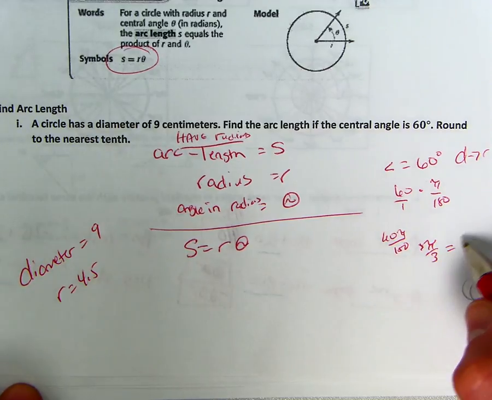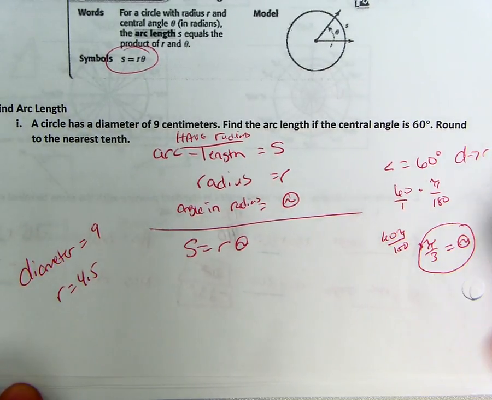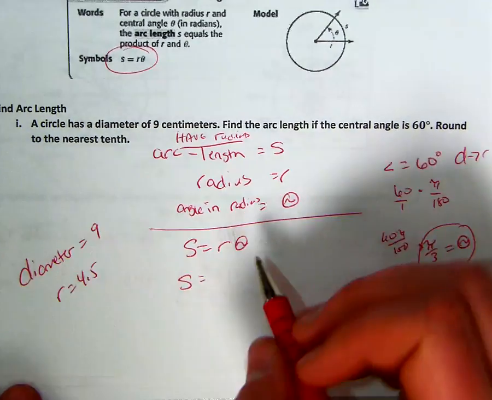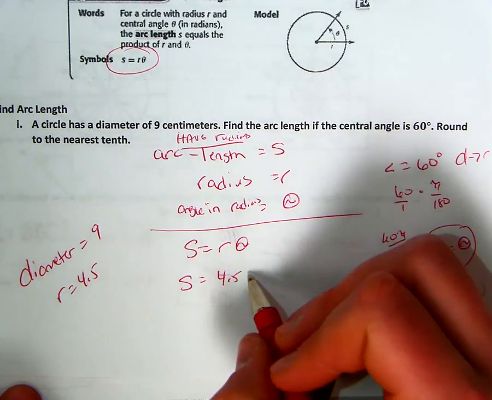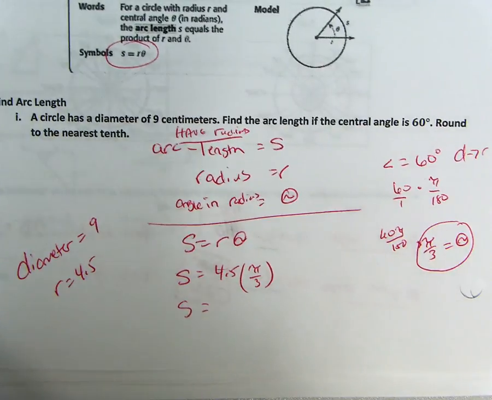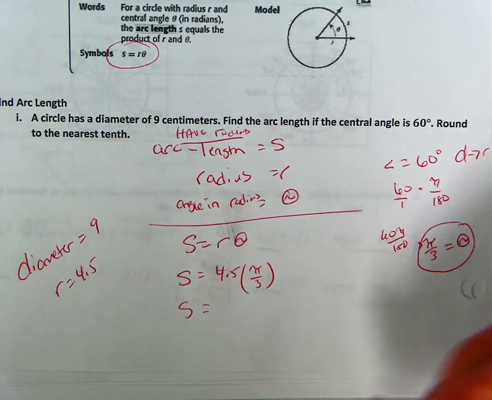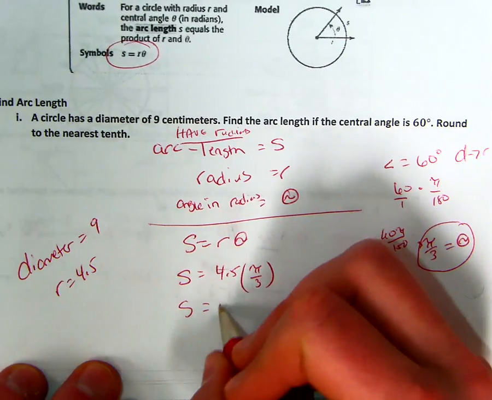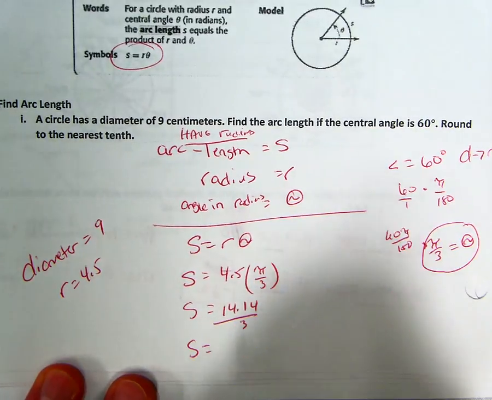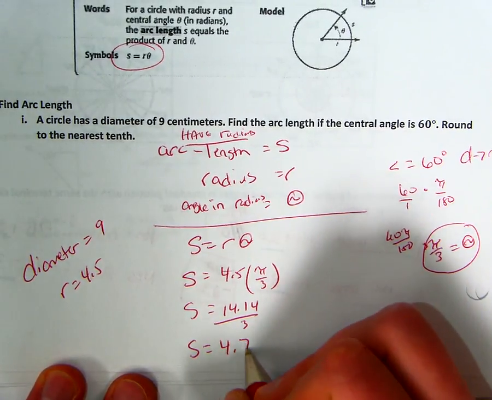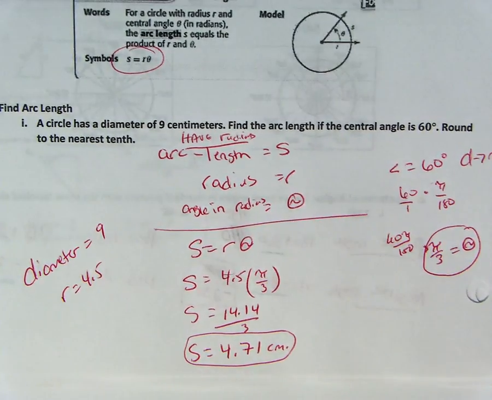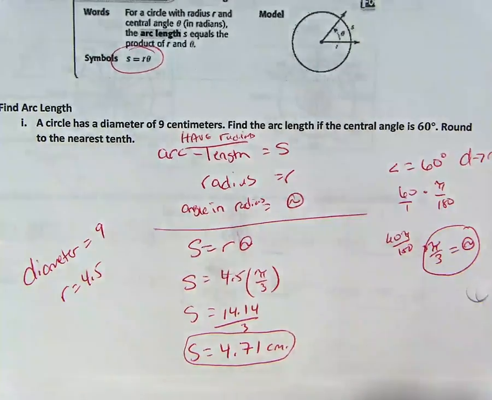So now our theta is pi over 3. So now our arc length S equals, our radius is 4.5 times pi over 3. So 4.5 times pi is 14.14. Divide that by 3. And your arc length is 4.71 centimeters. So that's pretty straightforward. Just go off of this.